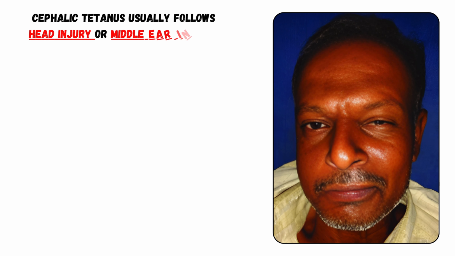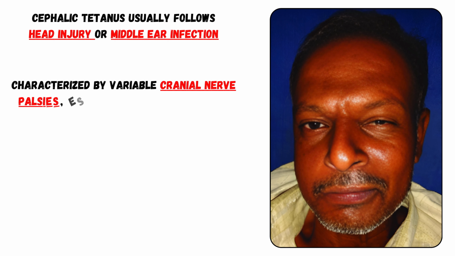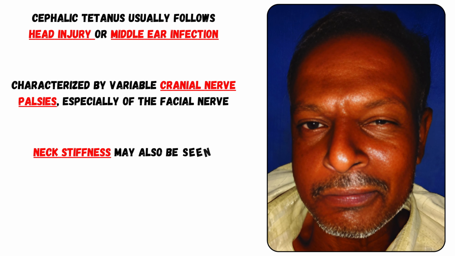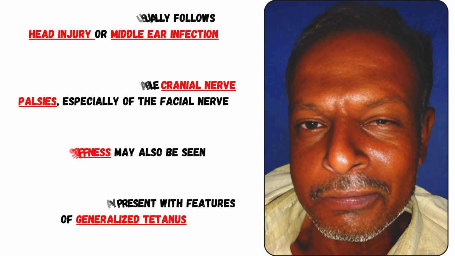Cephalic tetanus usually follows head injury or middle ear infection. It is characterized by variable cranial nerve palsies, especially of the facial nerve. Neck stiffness may also be seen, and some patients may present with features of generalized tetanus.